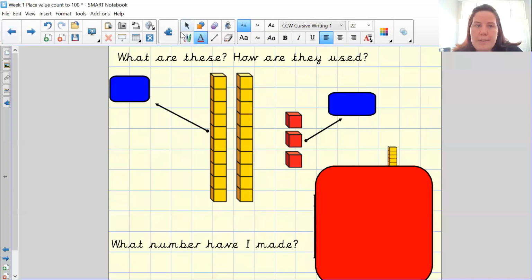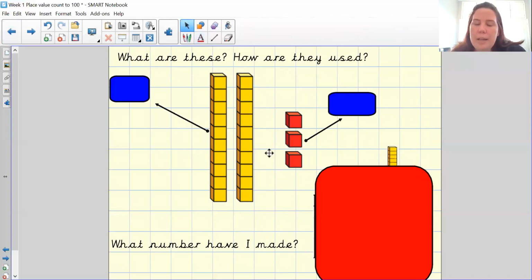So let's have a look at what we have here. I have used Dienes to help me make a value. What I'm going to ask you to do is to tell me what is this and what is one of these.